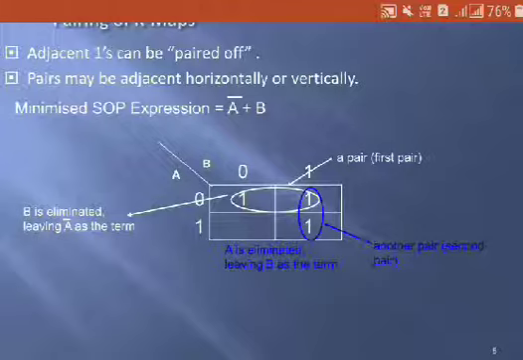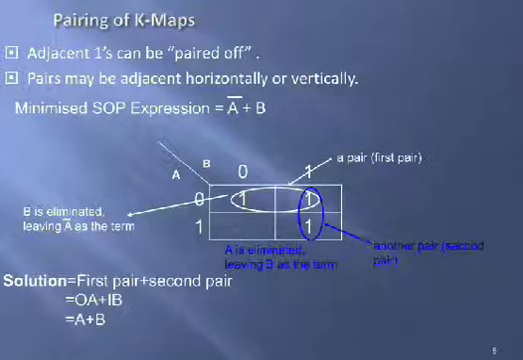So this is how we can minimize the given expression with the help of K-map, by pairing the adjacent cells either vertically or horizontally. A pair is nothing but a group of two cells. Remember this. Okay, a bar plus b is the solution for the given example.